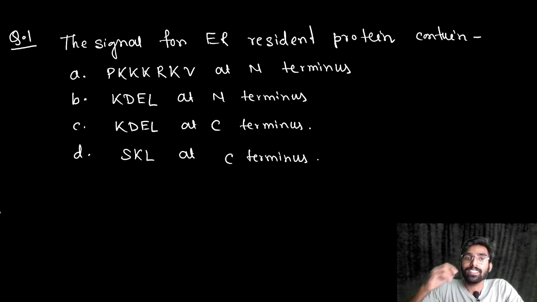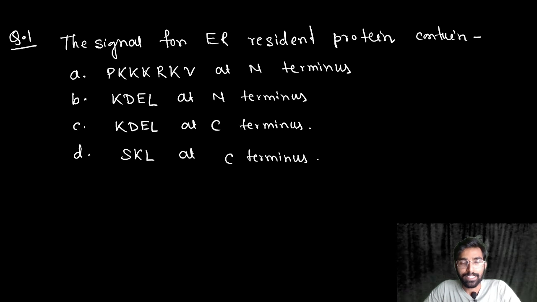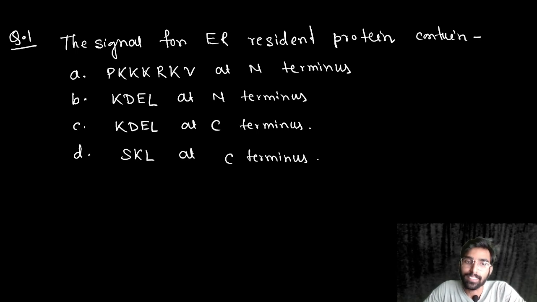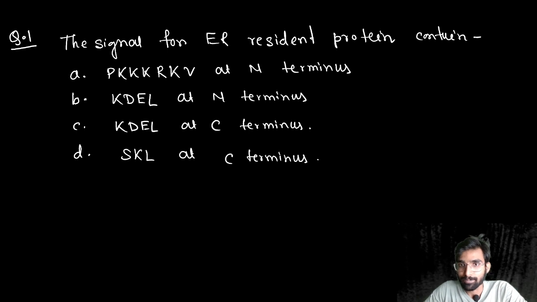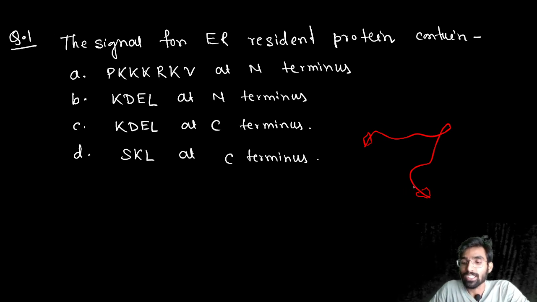Our question number 1. The signal for ER resident protein contains: PK3RKV at N terminus of the protein, KDEL at N terminus of the protein, KDEL at C terminus, SKL at C terminus. So I hope you know that suppose this is a protein and the protein contains some signal peptide, maybe at the N terminal or the C terminal, that actually determines the destination of the protein molecule. Now the question: for ER resident protein, what is the particular signal? Okay, now we'll start.